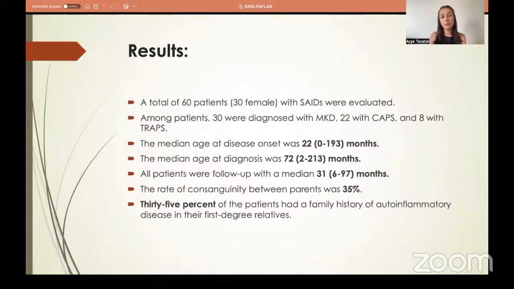Results: a total of 60 patients, 30 female, with systemic autoinflammatory disease were evaluated. Among patients, 30 were diagnosed with MKD, 22 with CAPS, and 8 with TRAPS. The median age at disease onset was 22 months. The median age at diagnosis was 72 months. All patients were followed up for a median of 31 months. The rate of consanguinity between parents was 35%. 35% of the patients had a family history of autoinflammatory disease in their first-degree relatives.